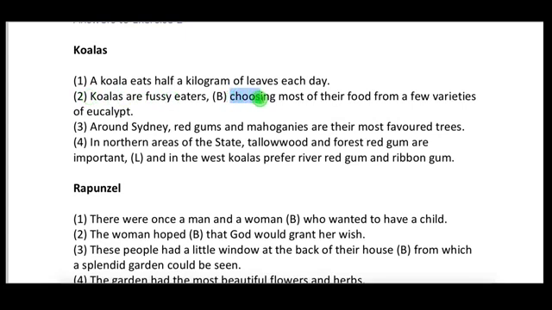Now, choosing is a non-finite verb, which means choosing most of their food from a few varieties of eucalypt is a non-finite clause. Non-finite clauses are always dependent. Of course, because they can't stand alone as a sentence. Number 4 is also a complex sentence, but in this one we have an independent clause and another independent clause right after it. So that's an example of linking.